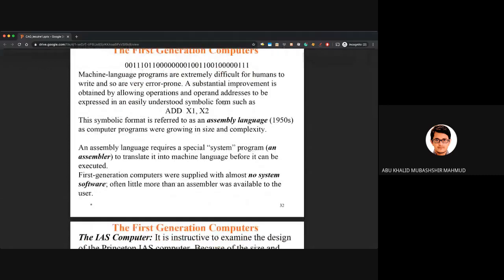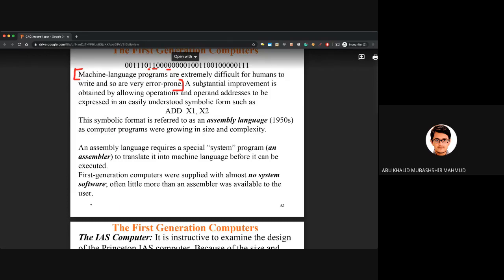Again, machine language programs are extremely difficult for humans to write and so are very error prone. You have already completed your data communication course, and we know if we change any bit, then the instruction or the message changes. And that is why it was very error prone. And then we produced the next improvement.